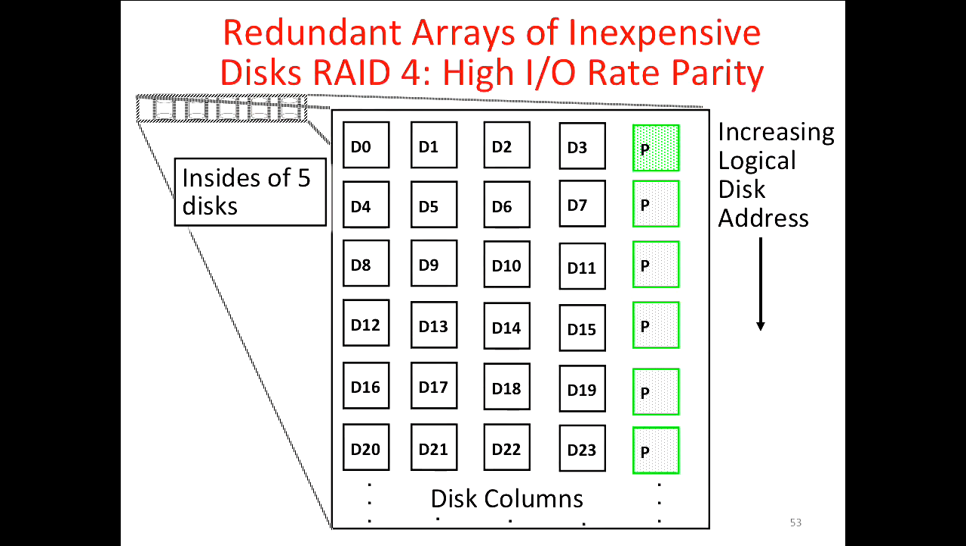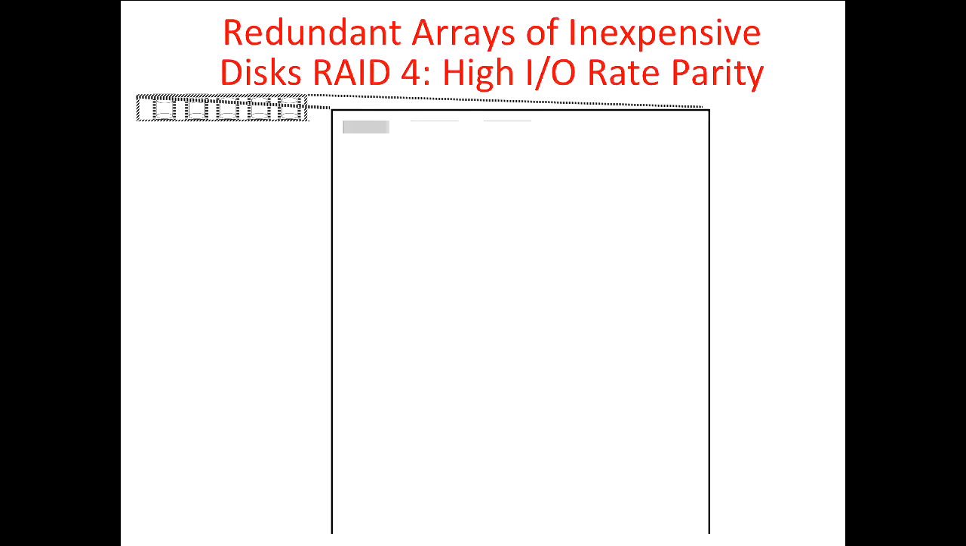So RAID 4 is really just taking this out and looking at lots and lots of disks and doing this at high I/O rates. It's really the same picture. We have 5 disks. And what you're going to do is write a block. Instead of a word at a time, you're going to write a block at a time, so a whole 4 kilobyte block.